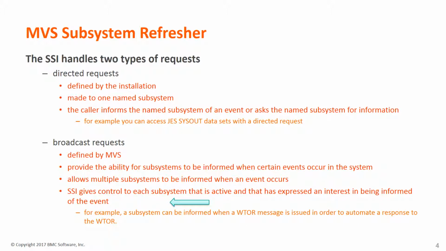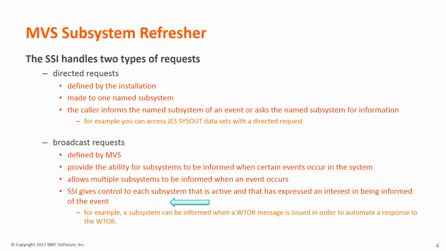The MVS Subsystem Interface, or SSI, handles two types of requests. The first type are directed requests, and those are defined by the installation. And the way they are meant to be used is to communicate with a specific subsystem, either to provide information or to request information be returned.